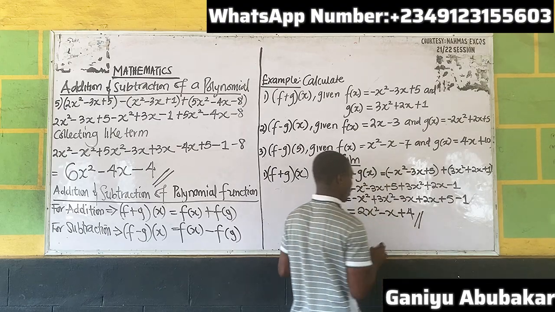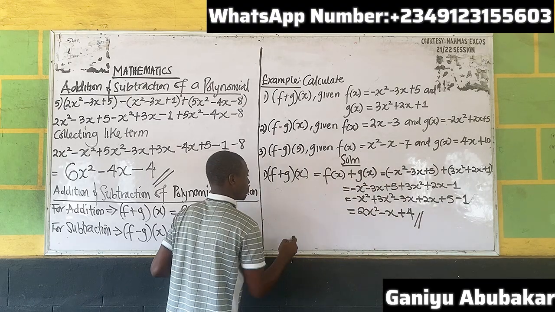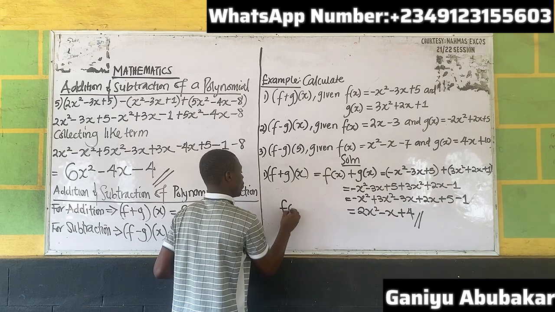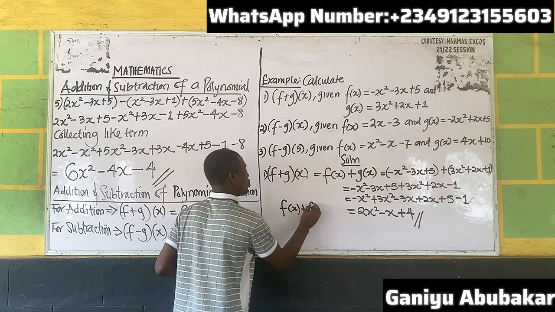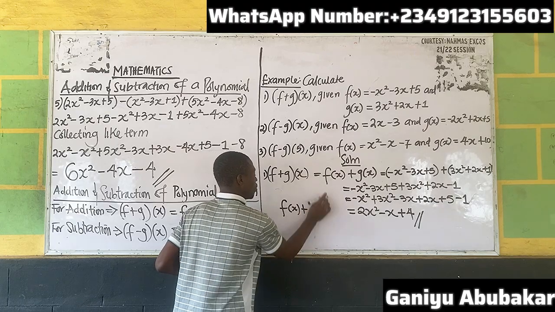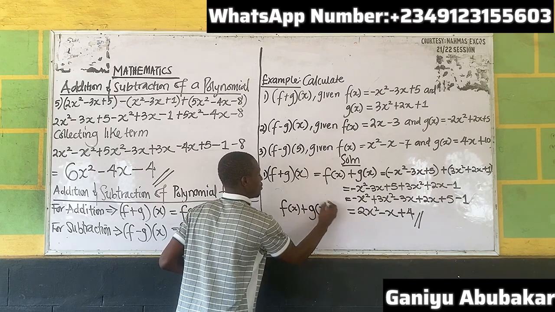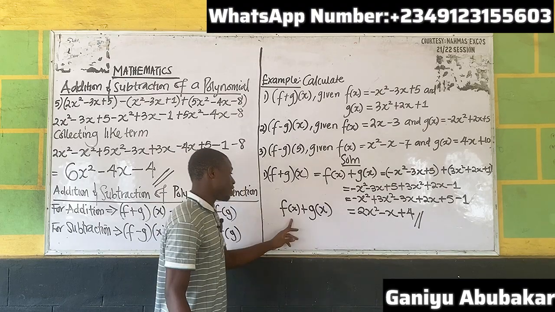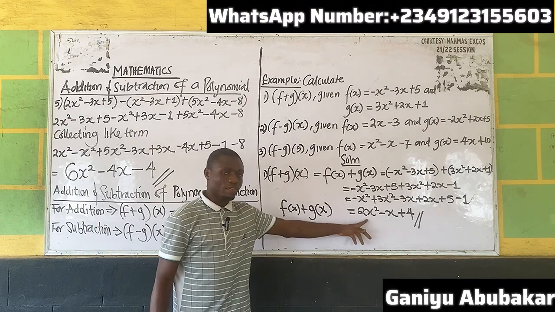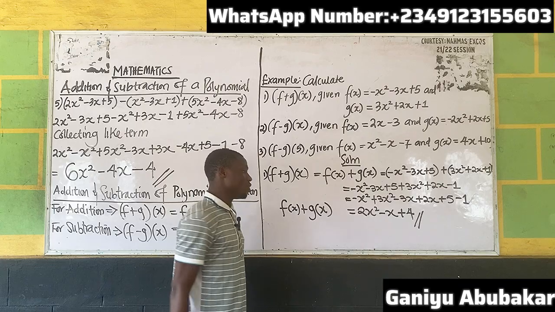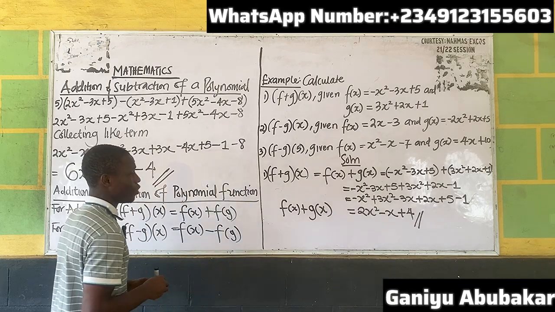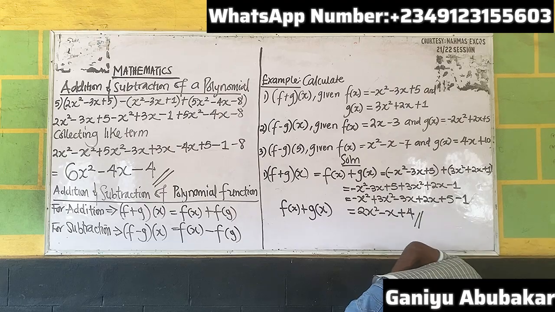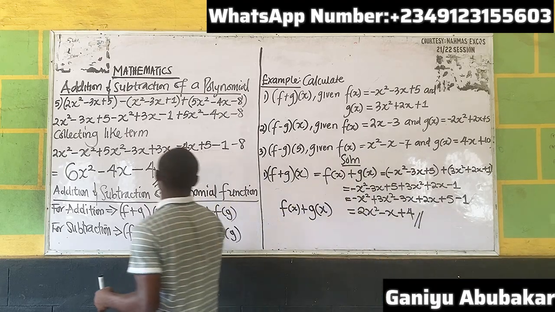This is the answer. So it means that f of x plus g of x is equal to this value. So this is the value for the sum of f of x plus g of x. So this is the value for what you're asked to find. So this is the answer to this particular question. Let's do question 2.